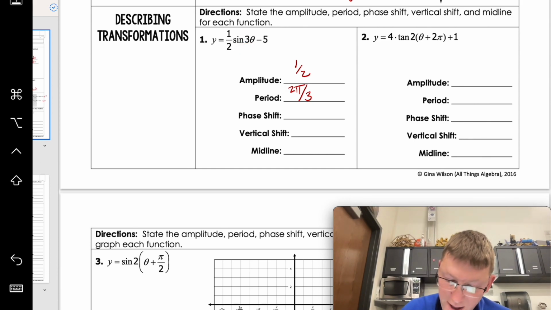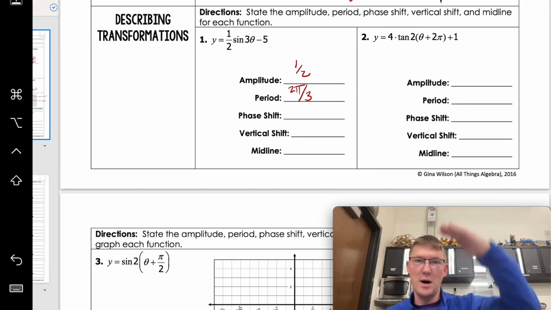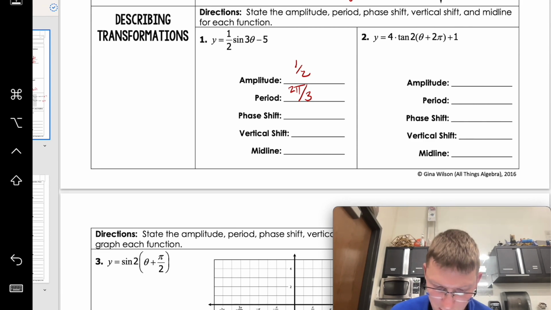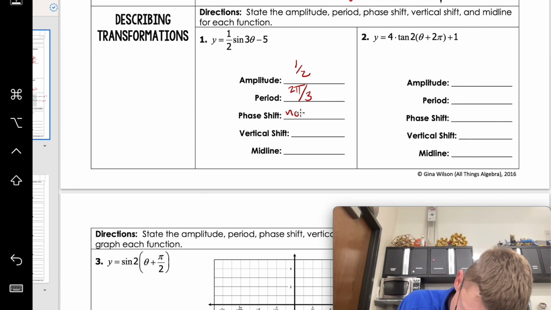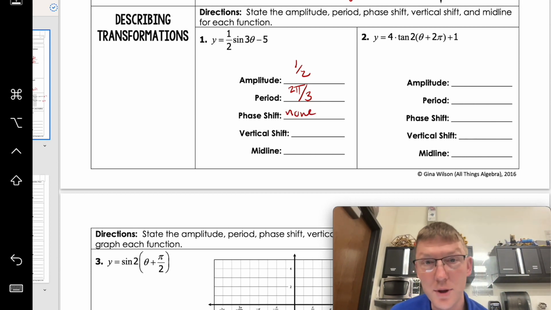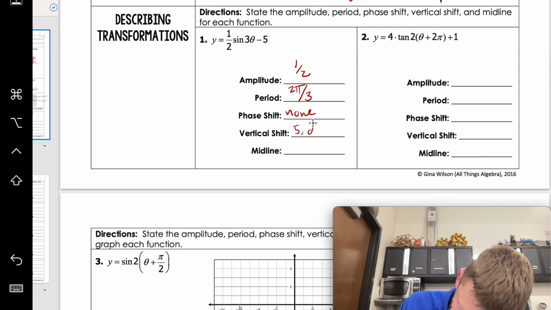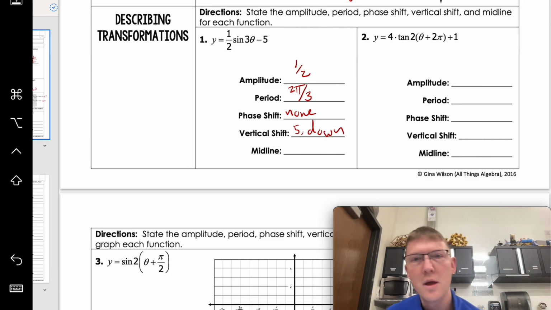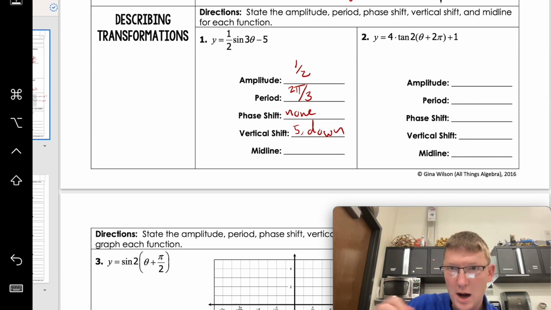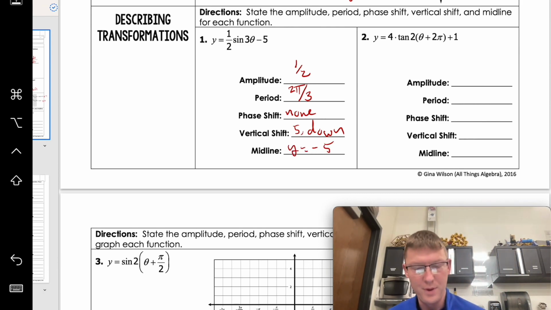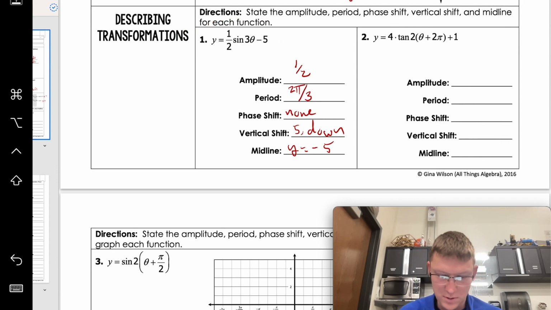So then our phase shift, phase refers to up and down. I'm just kidding, left and right, that's my bad. So our phase shift is going to be none. But then our vertical shift is going to go down 5 units. So we're going to write 5 down. And then our new midline, if we're going to oscillate around, is going to be y equals -5. So that's all coming from this one right there.